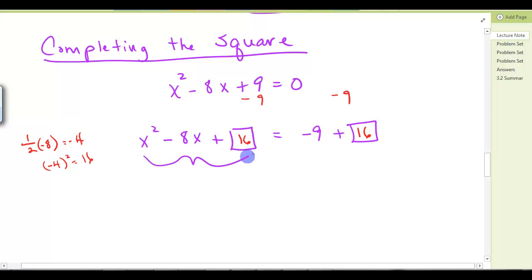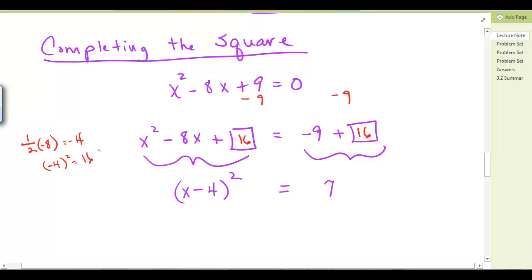So 16's going there, 16's going there. We then rewrite both sides. On this one, we're factoring this. We're writing it as a factor, something squared equals, over here I get 7. And remember here it's x. We match that sign. And whatever the half was, if you're matching that sign, you don't have to worry about that -4 there.